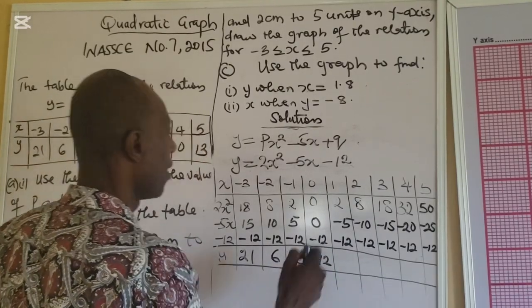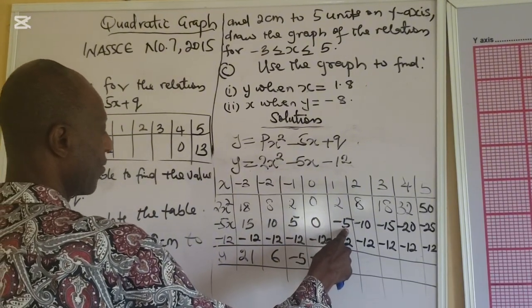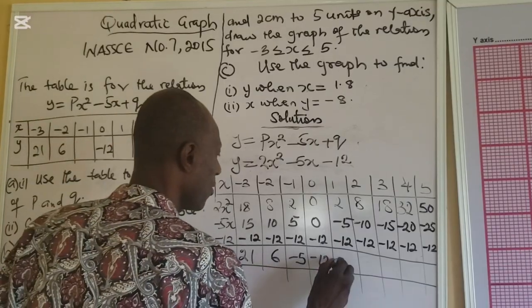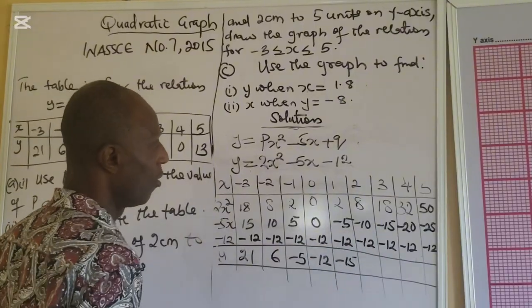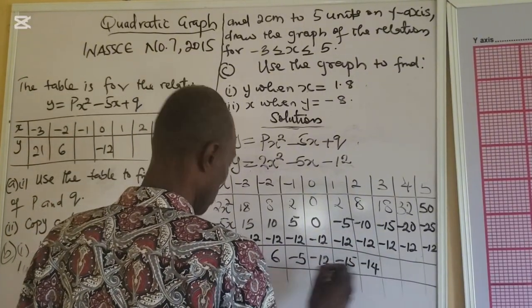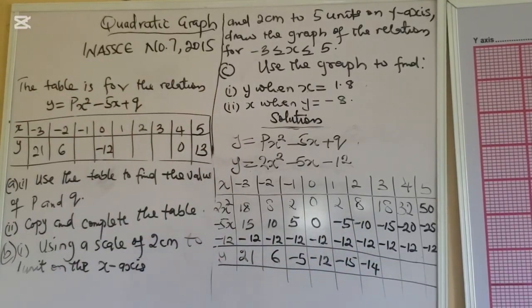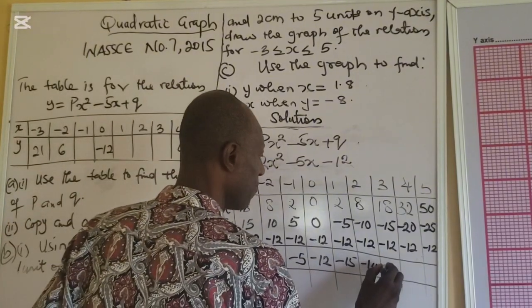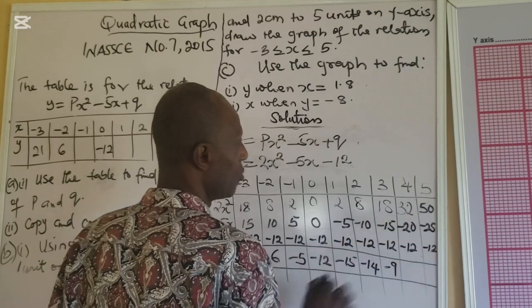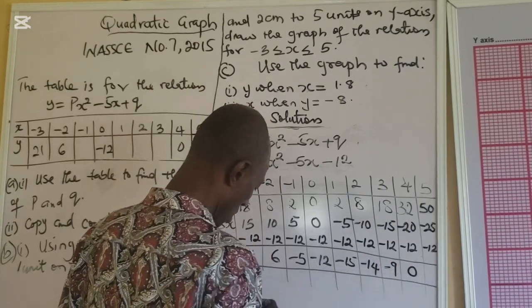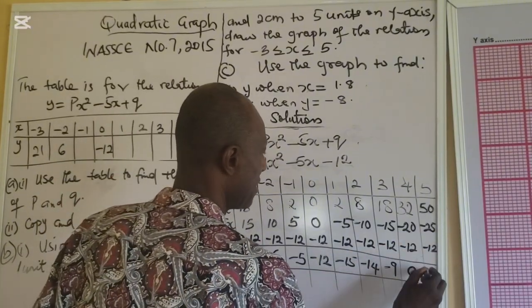Okay? Now, 2 minus 5 gives us minus 3. Minus 3 minus 12 gives us minus 15. 8 minus 10 gives us minus 2. Minus 2 minus 12 gives us minus 14. Okay? 18 minus 15 gives us 3. 3 minus 12 gives us minus 9. Alright? 32 minus 20 gives us 12. 12 minus 12 gives us 0. Okay? 50 minus 25 gives us 25. 25 minus 12 gives us 13.